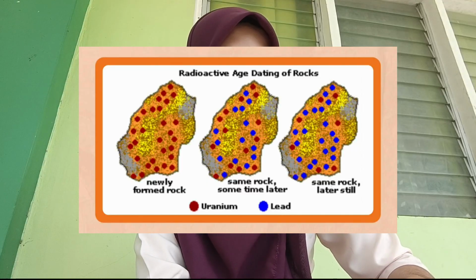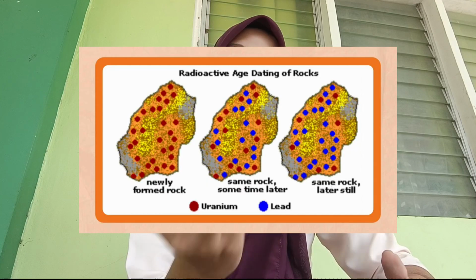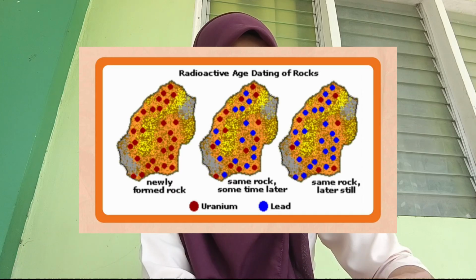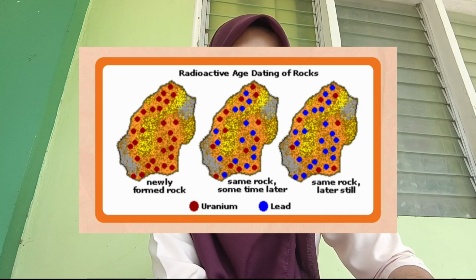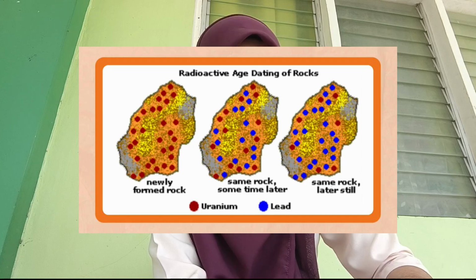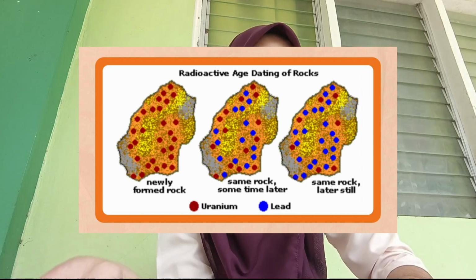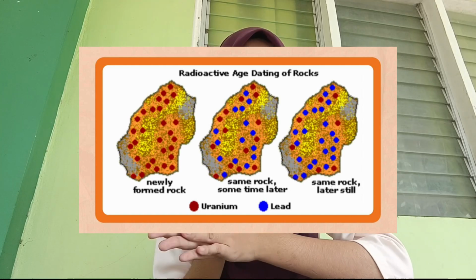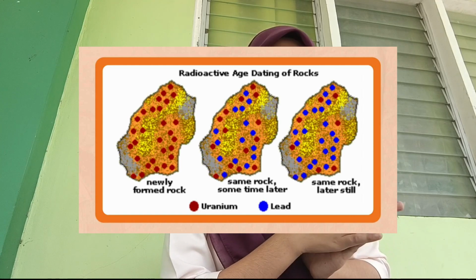So we can actually see here in this picture we have rocks. So the newly formed rocks is the blue dots or the parent isotope, which is the uranium. So as the time goes by, it decays into more stable daughter isotope, which is the lead. So the uranium parent isotope decays into more stable daughter isotope, which is the lead. Thus explains the radiometric dating of rocks.